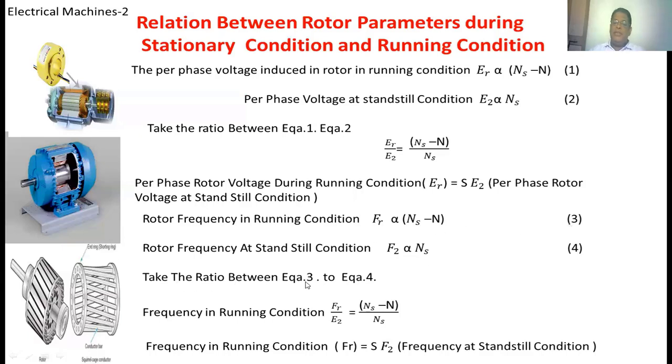Take the ratio between equation 3 and equation 4. We get FR by F2 equal to Ns minus N by Ns. Again this quantity becomes the slip. So FR, the frequency of the voltage induced in the rotor, is equal to slip times the frequency of the voltage induced in the rotor at the time of starting.